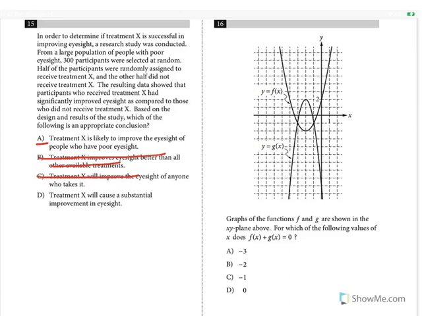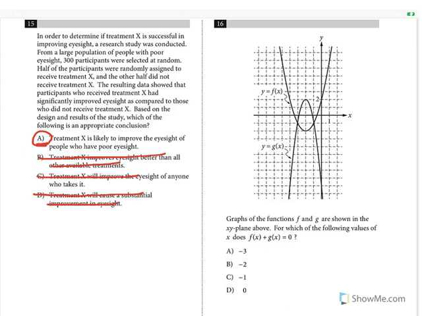Treatment X will cause a substantial improvement in eyesight. Again, the study was on people who had poor eyesight, so they had to start off with poor eyesight. So it doesn't say anything about just causing a substantial improvement in general. So that takes us back to A. It is likely to improve the eyesight of people who have poor eyesight. We've got to look at exactly the wording that's given.